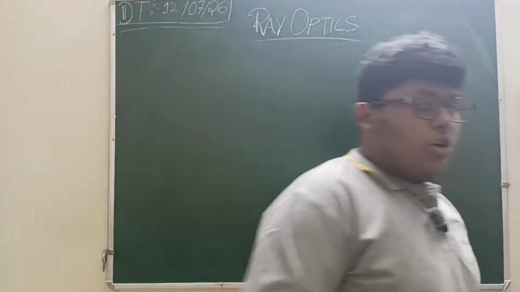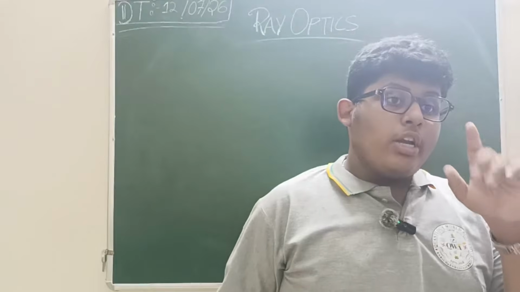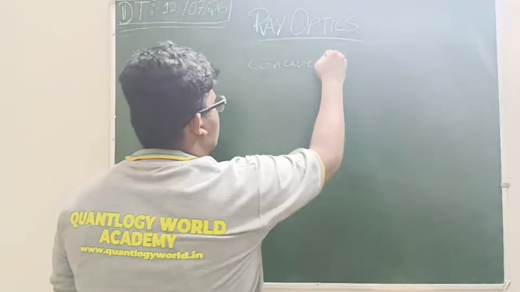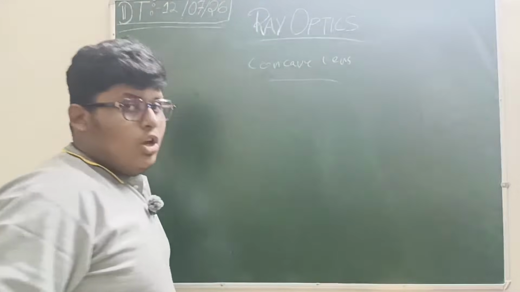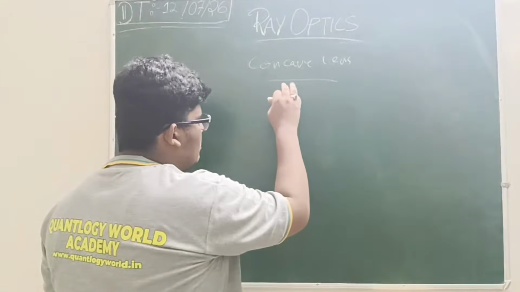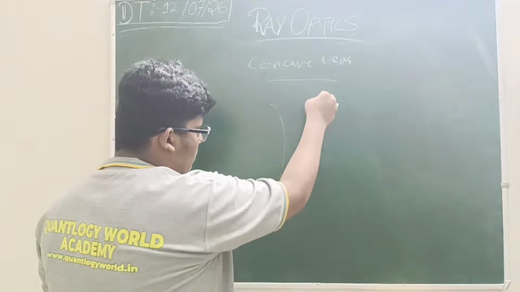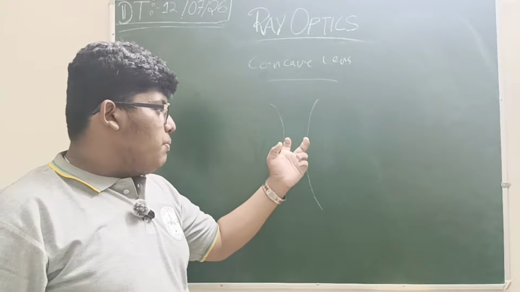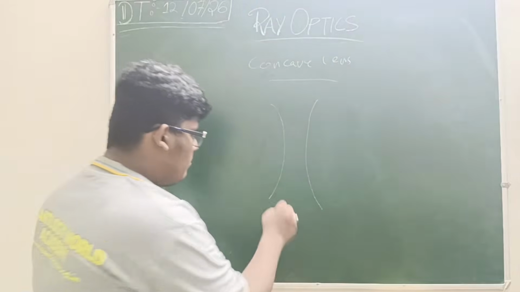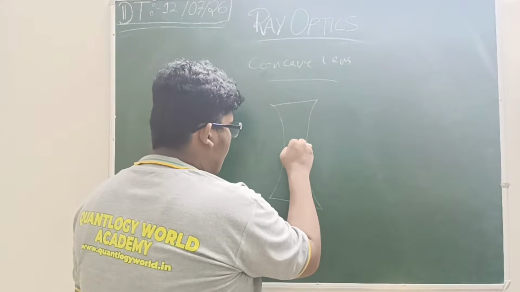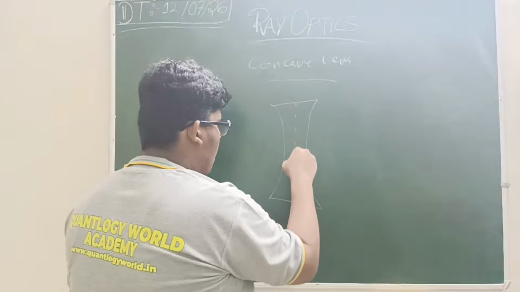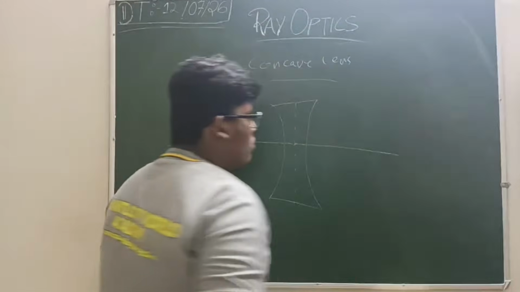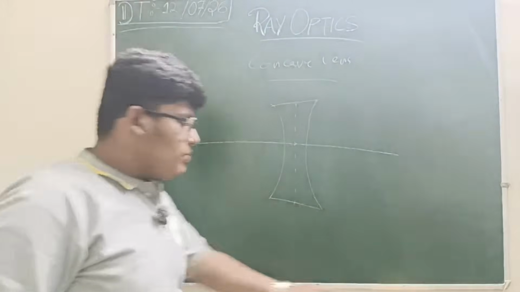First, I will draw some diagrams related to concave and convex lenses. First is concave lens. Normally, the diagram of concave lens is like this. Two concave mirrors together are called concave lens. So this is the diagram of concave lens.